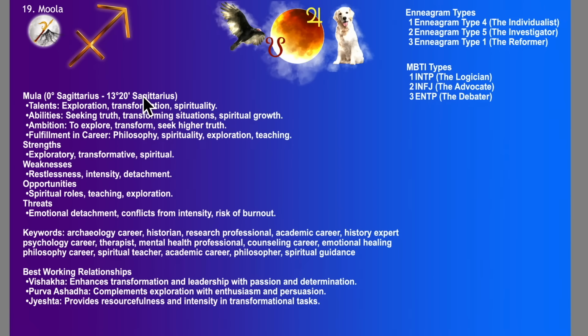I want to find the truth behind things, something like Buddha. He renounced the princely state. He was a prince, renounced all the goodies to find the truth. That is Mula Nakshatra. Abilities: seeking truth, transforming situations, and spiritual growth. Their ambition is to explore, transform, and seek higher truths.